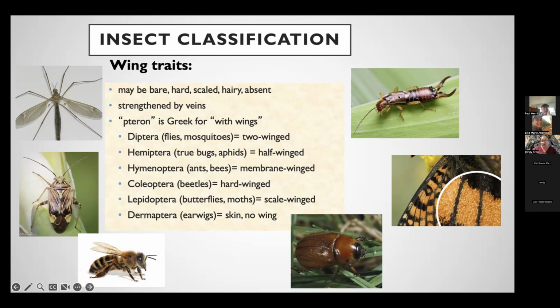These are the wings of Dermaptera. They're very reduced, so they're very short. They don't cover the whole abdomen, but they are present. So there's a wide range of wings within the insects, but they do help in classifying what it is that you're looking at out in the field.